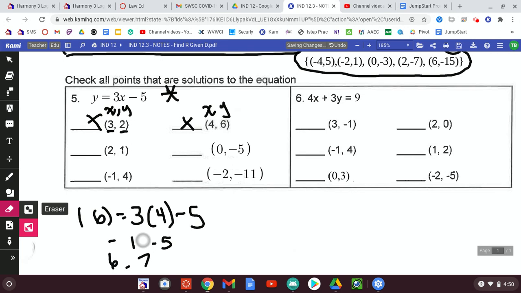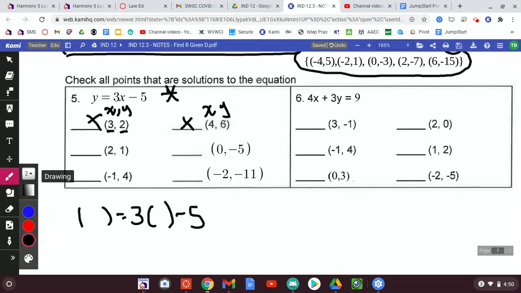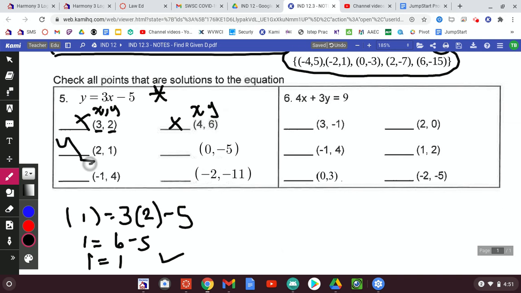Let's work it again and try the point (2, 1). All right, so the point (2, 1), the 2 goes in the x spot, the 1 goes in the y spot. 3 times 2 is 6 minus 5. 6 minus 5 is 1. That does check out. That's a true statement, so yes.